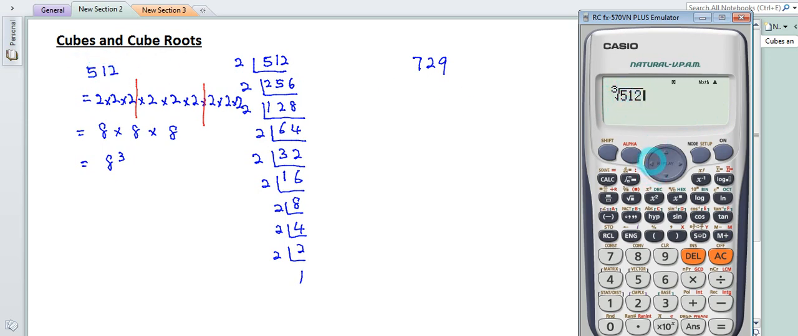If this is not a perfect cube, let me change this 512. 513, press equal, you get a decimal. From here I know 513 is not a perfect cube.